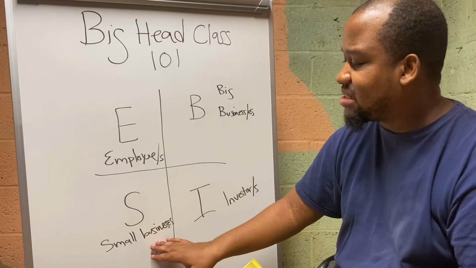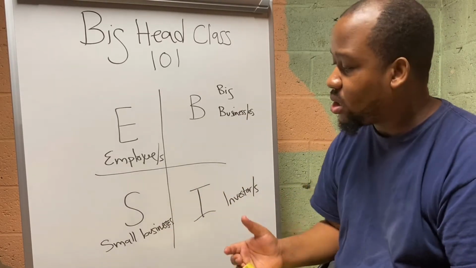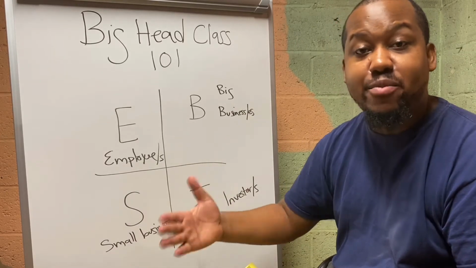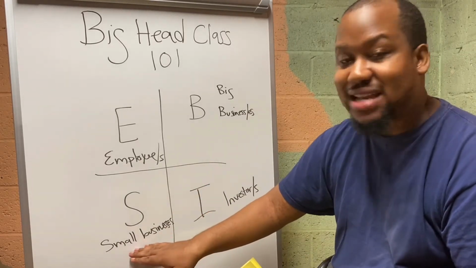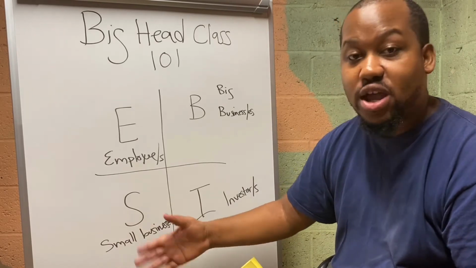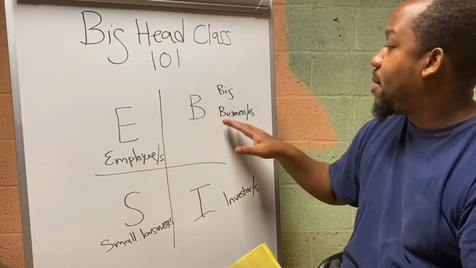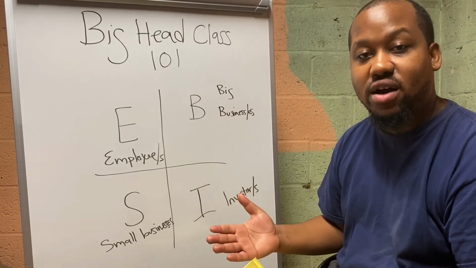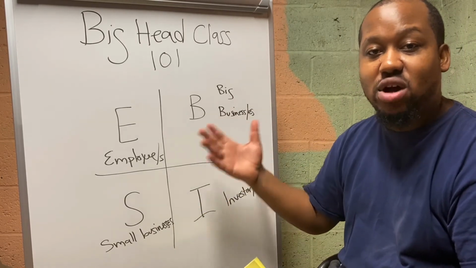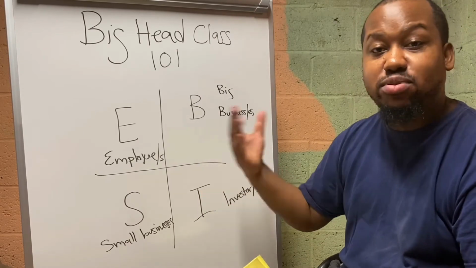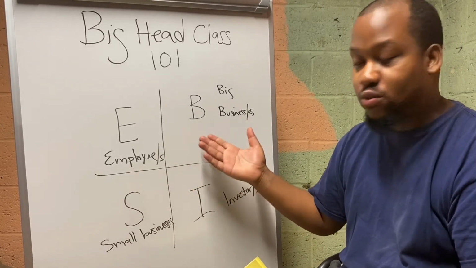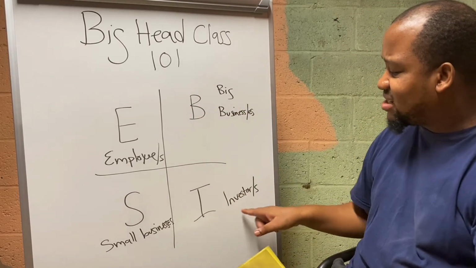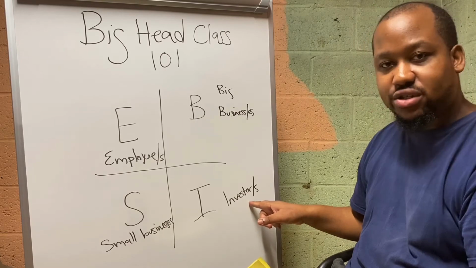Small business is someone who owns their own business. A great small business would be a family business, or someone who decides to go into business for themselves. They are their own employee. Big business is someone like Apple, Microsoft, Tesla, all the big boy league, who have a lot of employees, like Walmart of the world. And the I stands for investor.